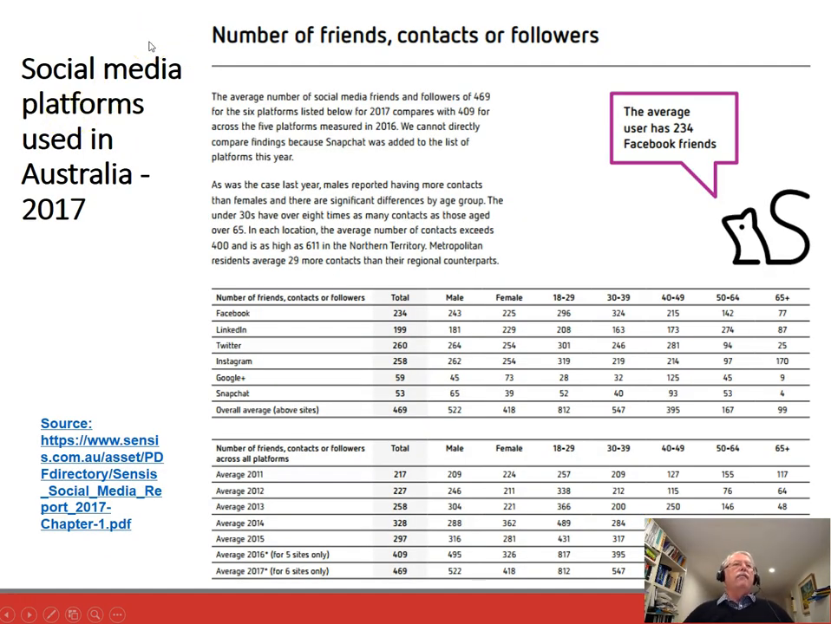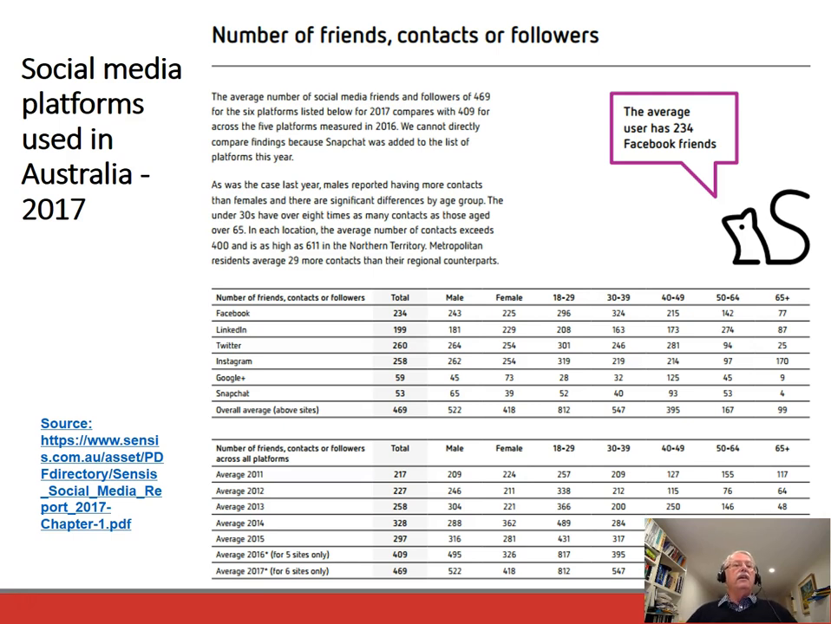So let's have a look at the number of friends, contacts, and followers on social media platforms used in Australia. So we know that the average user of Facebook has 234 Facebook friends. And we see that the biggest users are 30 to 39-year-olds. So there's a general tendency for those in the middle age bracket, 30 to 39, to have high levels of Facebook usage. As for LinkedIn, though, the majority of users are in the 50 to 64-year age group with an average of 274 users. Twitter tends to be into the 18 to 29-year age group, Instagram into the 18 to 29-year age group.